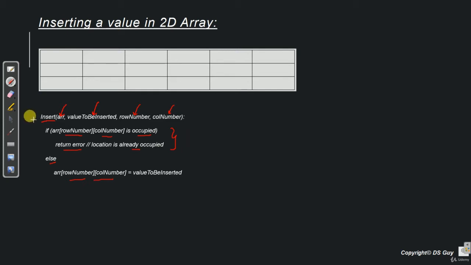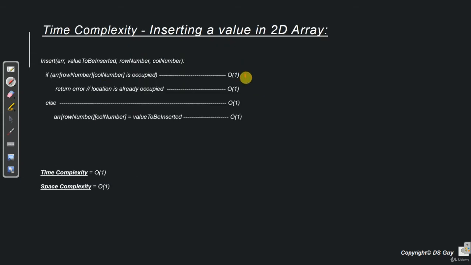Fine, now let's see what the time complexity of this operation is. Checking if the cell of a given array is blank or not is an order 1 operation because we did not go through all the cells in the array. Returning an error is again a constant time operation, else is a constant time operation, and inserting a value in a given cell is again a constant time operation. So when we sum up all these 4, we get order of 1.